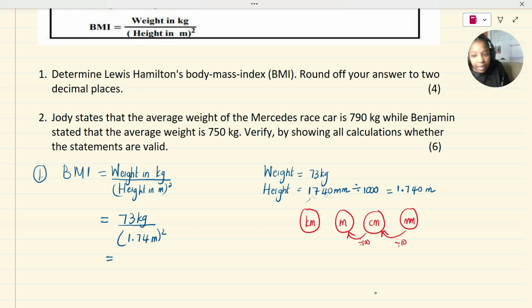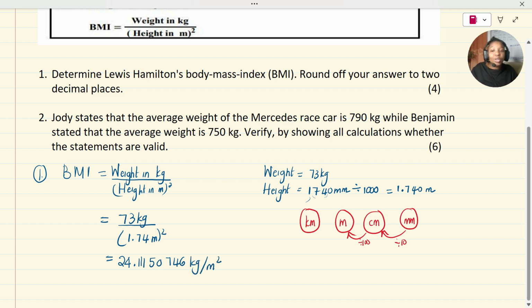So if you punch this into your calculator, what is his BMI? His BMI is 24.11... What are the units? Kilograms per meter squared. So Lewis Hamilton's BMI is approximately equal to, if you round it off to 2 decimal places, remember they're asking us to round off the answer to 2 decimal places, 24.11 kilograms per meter squared.